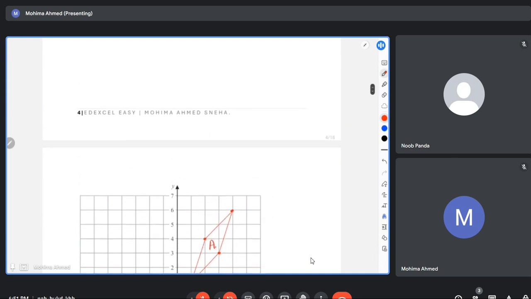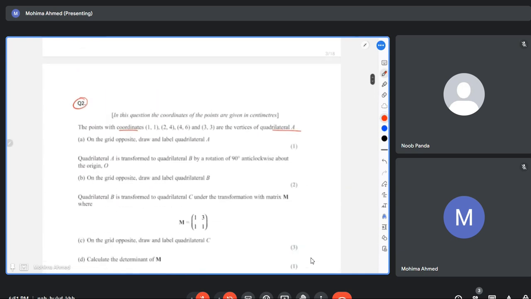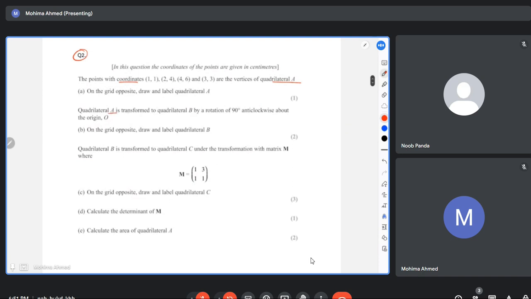After this, it was stated that quadrilateral A is transformed to quadrilateral B under a 90-degree anti-clockwise rotation. We already know the matrix for this. That was 0, -1, 1, 0, right? We already did that in the last part. About the origin, this time you can see the center was 0, 0. If the center is 0, 0, you do not need to do any kind of subtraction or addition. Now you can just use the equation: image equals matrix multiplied with object.